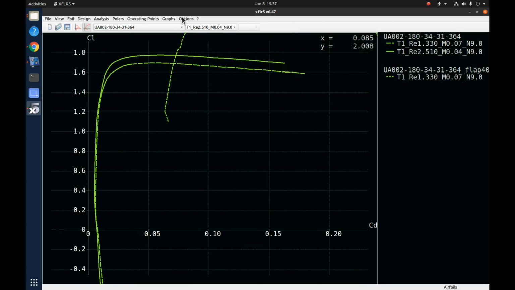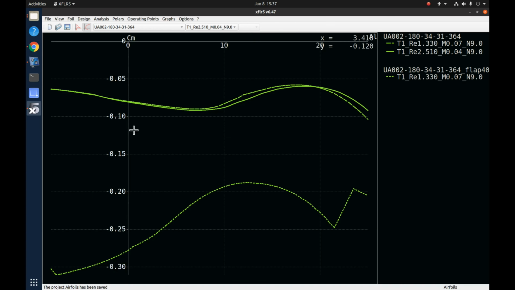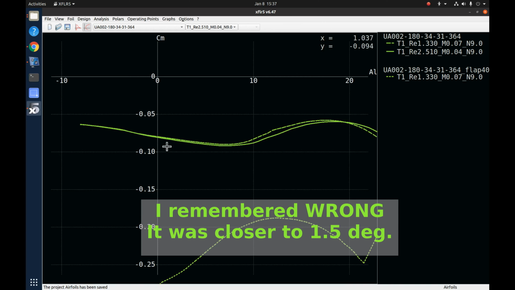Let's go look at the coefficient of moment. Now that 2D or sectional angle, if I remember right, was roughly 3 degrees.